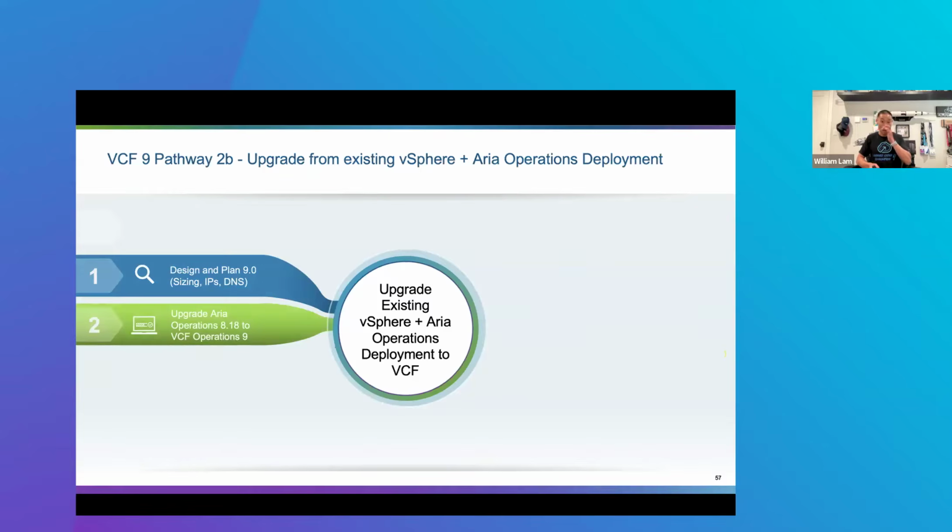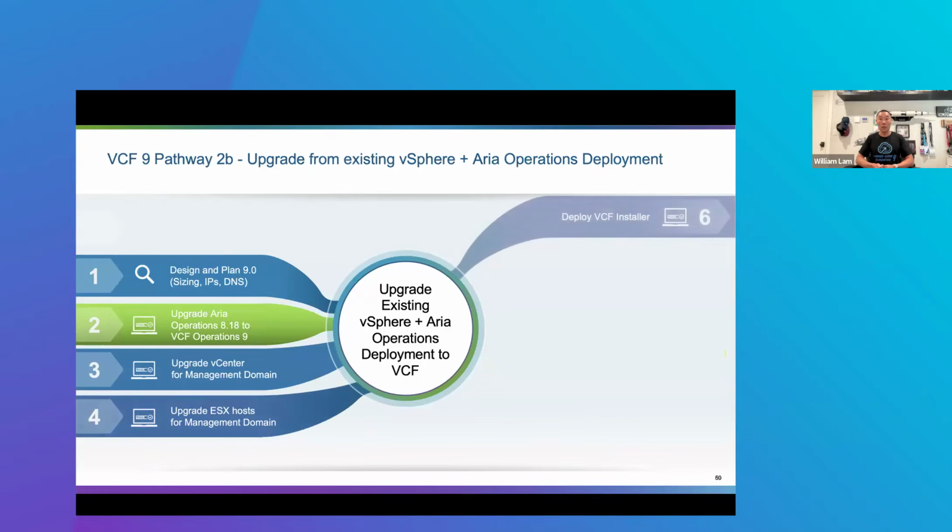However, when we get to the ARIA component, we want to make sure that ARIA operations is running at a particular patch version, 8.18. And then you go ahead and upgrade that using the pack file. So it's just like how you upgrade ARIA operations today, you'll go ahead and upgrade that to the 9.0 version, right? So it's ready to go. And then I'll go and continue upgrading my vCenter server, my ESXi to 9.0. I'll then deploy the VCF installer, and then I'll go and configure the depot.